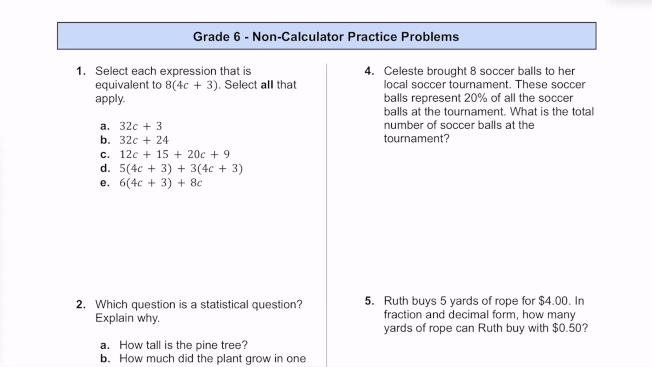I encourage you to grab some paper, something to write with, and let's do some math together. For number 1, we're going to see which of these expressions below are equivalent to the expression we're given: 8 times the quantity of 4c plus 3.